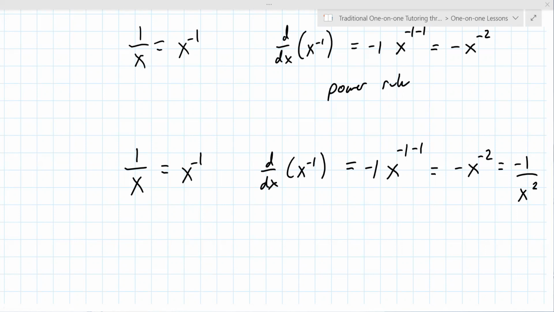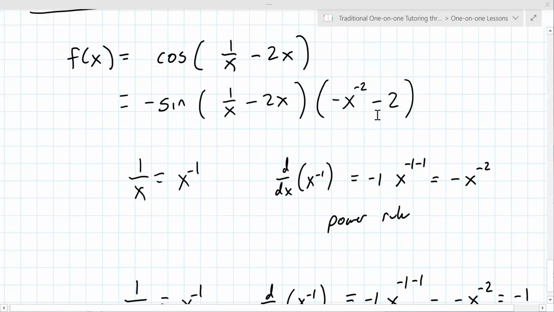Negative 2. Okay, minus 2. Are you talking about the final answer? Yes. Oh, minus 2. Yes, because that's the derivative of negative 2x. Okay.